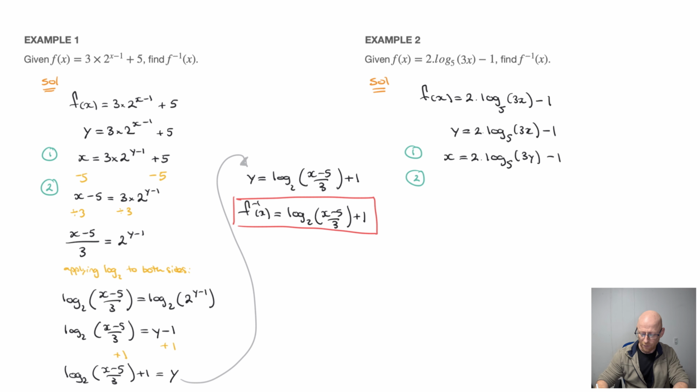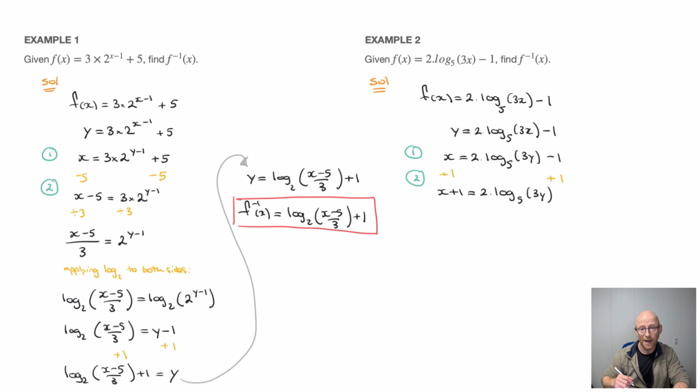In other words, we need to get rid of this 2 that's multiplying it, and we need to get rid of this 1 that's being subtracted from the right-hand side. And I'll start with that. I'll start by adding 1 to both sides of this equation to get rid of that 1. So I'm adding 1 to the right-hand side, and I'm adding 1 to the left-hand side as well. So this becomes x plus 1 equals 2 times log base 5 of 3y.